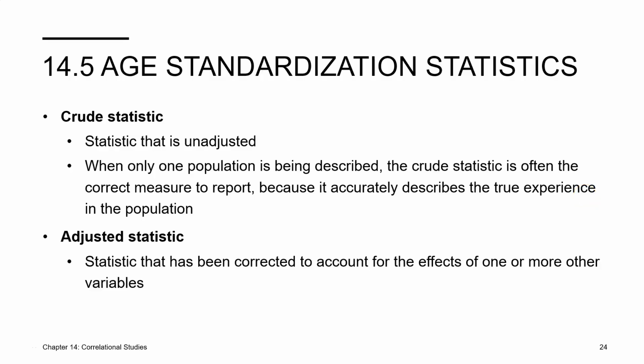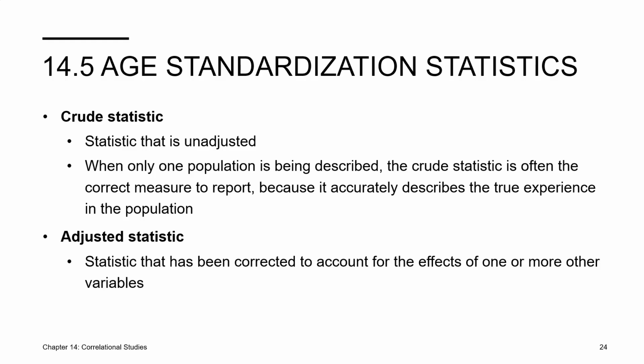When conducting statistics for age standardization rates, crude and adjusted statistics can be calculated. A crude statistic is one that is unadjusted. So say when only one population is being described, the crude statistic is often the correct measure to report because it accurately describes the true experience in the population, versus an adjusted statistic, which has been corrected to account for the effects of one or more variables.